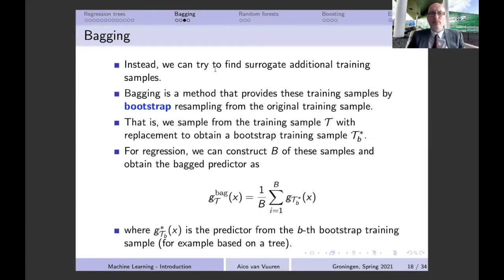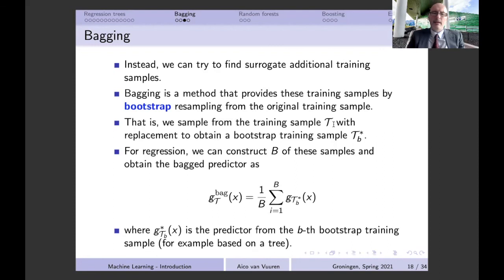But we can do something instead. What we can do is try to find surrogate additional training samples. We can do that by using bagging. Bagging is a method that provides these training samples by bootstrap resampling from the original training sample. That means nothing else than that from the total training sample that we have, remember that I denoted that by this T, this calligraphic T that we have over here.